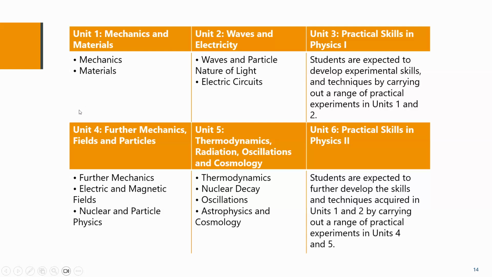You can see, as the titles of the units themselves kind of give it away, Unit 1 is mechanics and materials. Unit 2 includes waves and particle nature of light, the wave-particle duality, and electric circuits. Unit 4 includes further mechanics, electric and magnetic fields, nuclear and particle physics. And Unit 5 includes thermodynamics, nuclear decay, oscillations, which obviously has a link with the waves in earlier Unit 2, and astrophysics and cosmology.